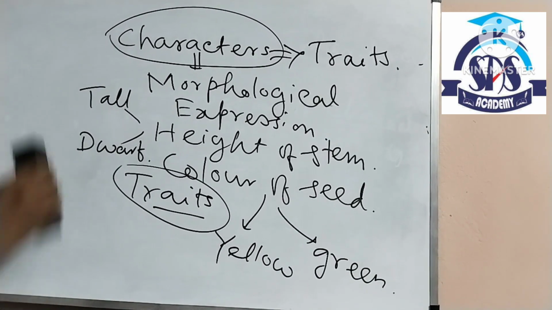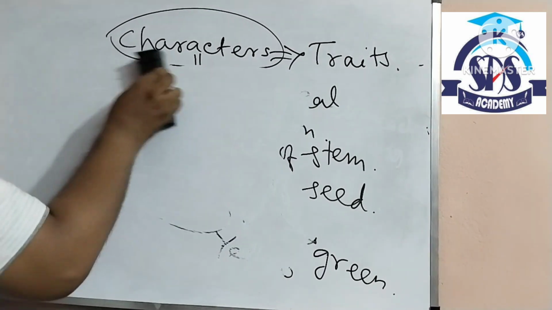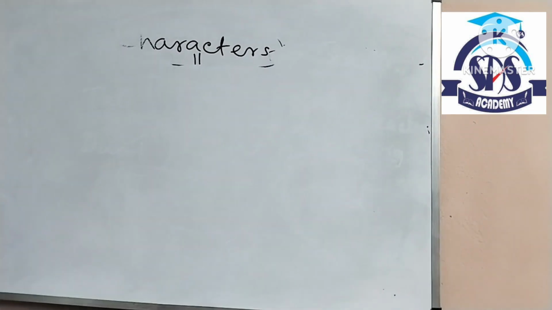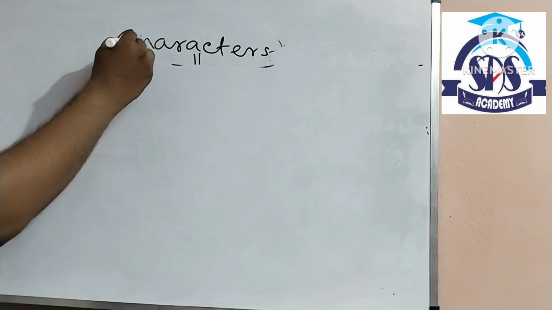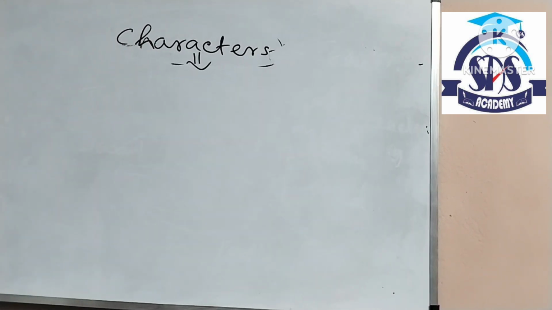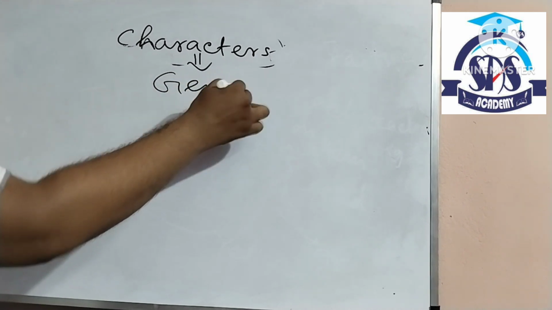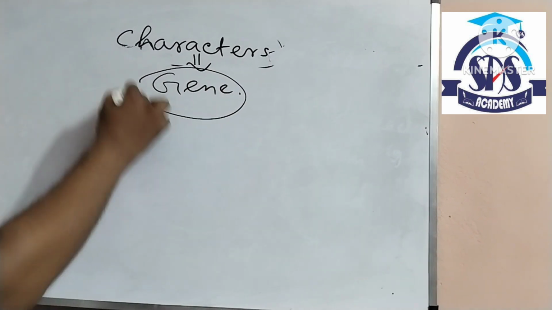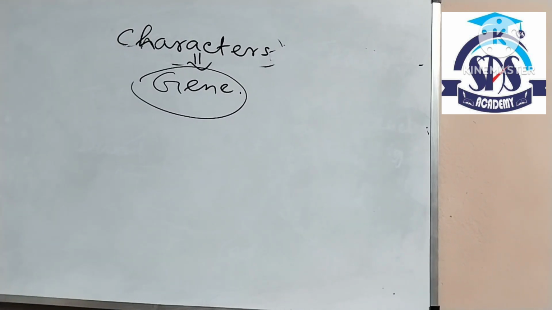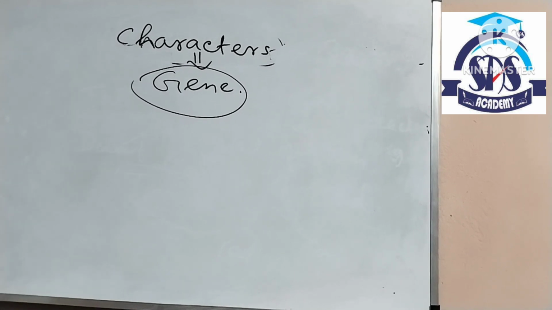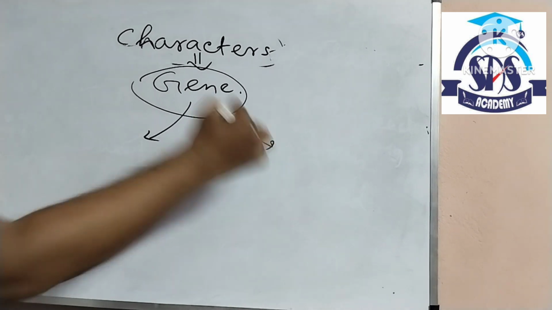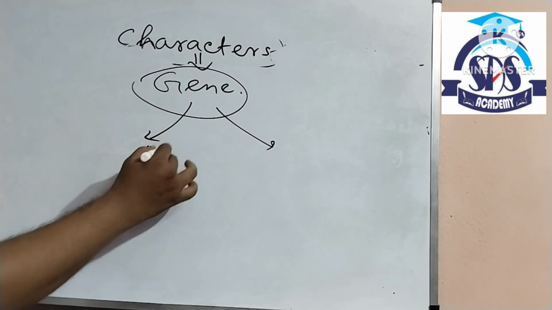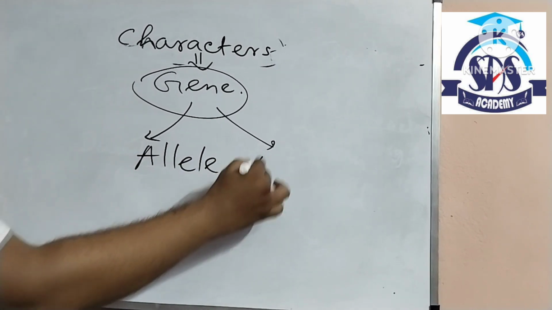Then we know that these characters are controlled by very important things. A character is controlled by a part of the DNA which consists of many nucleotides. This part of the DNA is called a gene. And this gene also has two alternating forms, called alleles or allelomorphs.